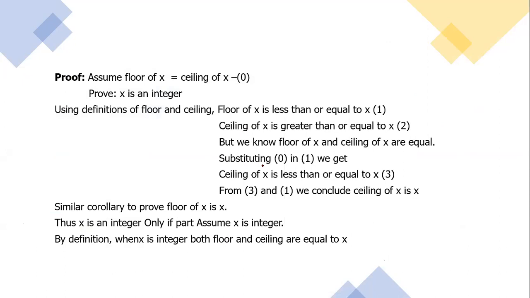Okay, I'm substituting the zeroth equation into the first equation. The first equation is nothing but floor of x is less than or equal to x. Here in the zeroth equation, I have assumed that floor of x equals ceiling of x. So I just replace this floor of x with ceiling of x. Okay, so I'm getting that equation as ceiling of x is less than or equal to x. This is the third equation.